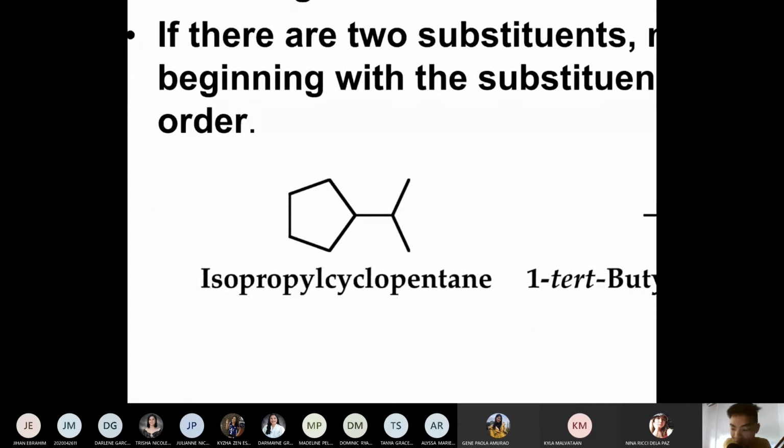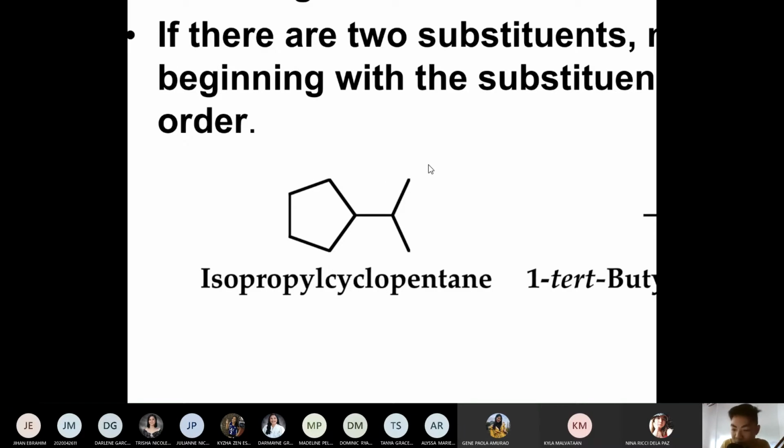So, first of all, we have this ring compound, 1, 2, 3, 4, 5. So, 5 carbons ito, di ba? 1, 2, 3, 4, 5. So, ano meaning niyan? Ang name niya ay cyclopentane. That will be your parent chain, no? Itong ring na to yung magiging parent mo, cyclopentane.